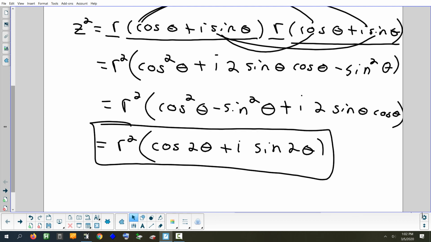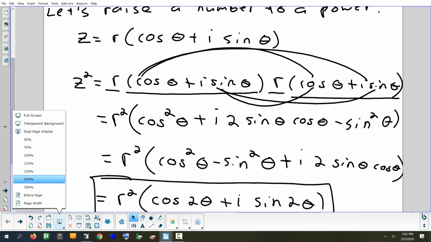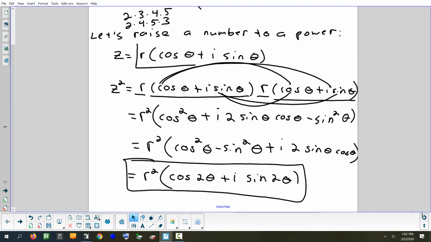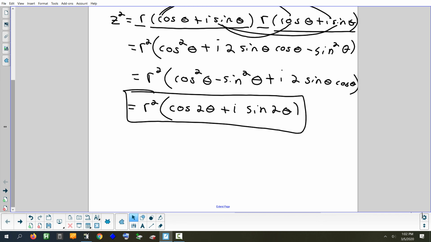So look at what you got. I'll make it a little smaller here. Look at what you started with. And you squared it. So what ended up happening to get from this box to that box? You double both of the arguments. So you multiplied the argument by the power. And what about the radius? Squared. You raised it to the power. So if we did the same problem with z cubed, what do you think the answer would be? R cubed times cosine 3 theta plus I sine 3 theta.